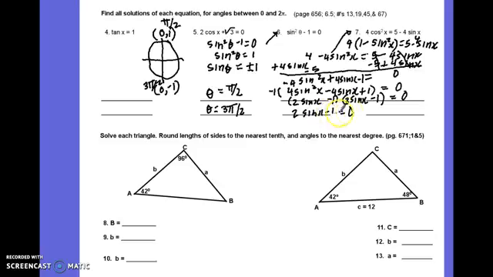Adding 1 to both sides, we get 2 sine x equals 1. And dividing both sides by 2, sorry, we get sine x equals a positive 1/2. And the sine of what angle would be positive 1/2? I'm sure everybody knows that. x would have to be pi over 6.